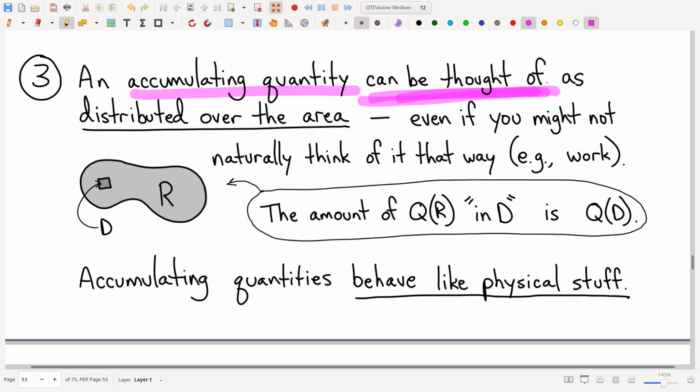But you can pretend, you can think of accumulating quantities as behaving like a substance, like a stuff of some sort that's distributed over the area in question. Now again, you don't have to. And very often, that's just not the way we would normally think about such things. So for example, here's an example. Let's look at this picture I have over here on the left.